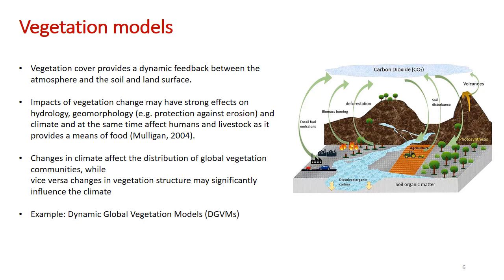And not only that, the vegetation itself can affect the climate, because one of the most important components of climate and climate change is carbon dioxide, and vegetation can help us to sequester and absorb that carbon dioxide and turn it again into oxygen. So once you lose the vegetation cover, you would affect the balance between the carbon and oxygen cycle, and that would cause a climate change. One of the examples of vegetation models is called dynamic global vegetation.